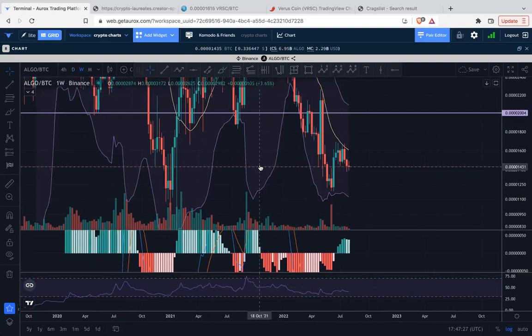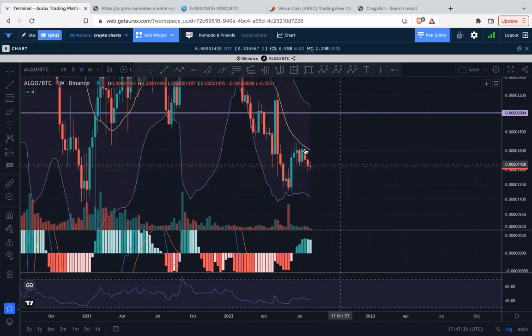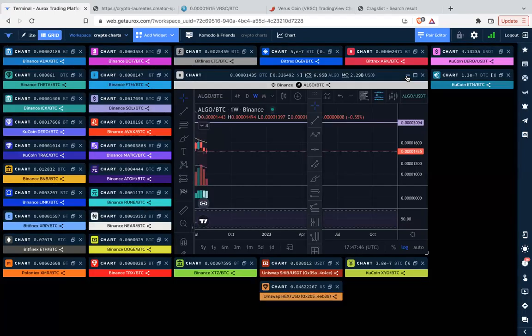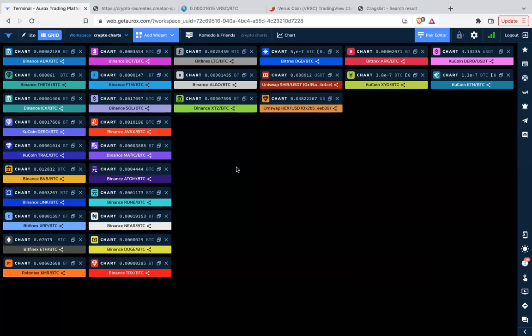And yeah, basically you're at a make it or break it level right here. You want to stay above this zone and kind of try and get higher. Otherwise, on the weekly here, you're just getting rejected at the 20-week moving average and you're coming back down to the lower end of the Bollinger Band. So see what this all looks like in a few weeks' time. That's Algorand for you. All right.